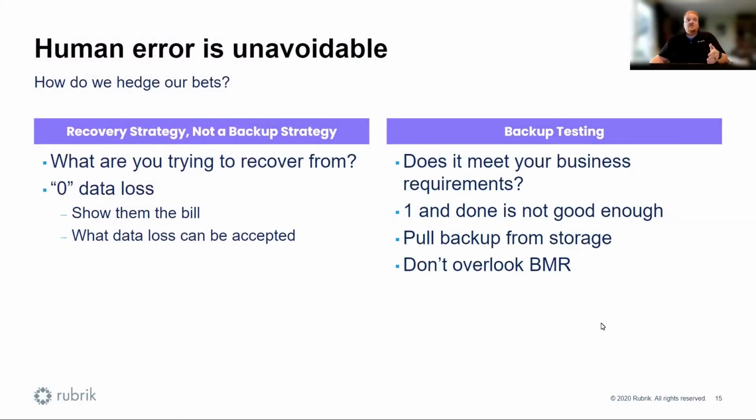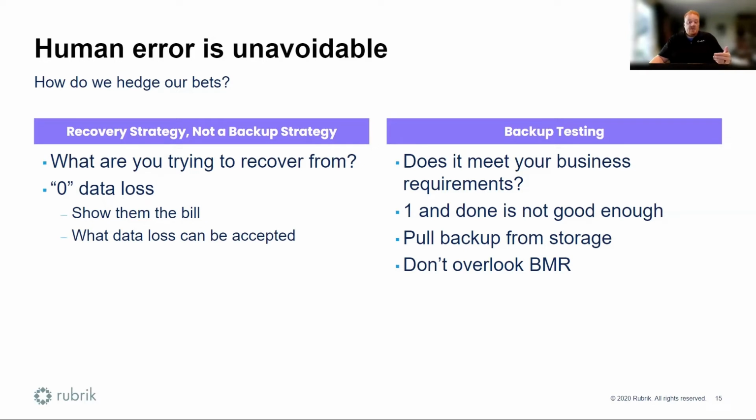So human errors are unavoidable, like we covered before. Humans are involved, so you cannot trust that the above is all done. You must have an insurance policy, backups, basically. Recovery strategy is not a backup strategy. What are you trying to recover from? Think about those kinds of questions. That will tell you how to set up your backup environment, basically.